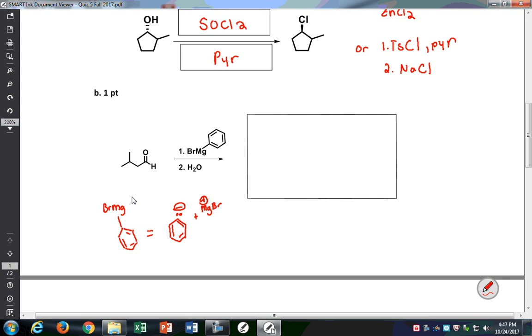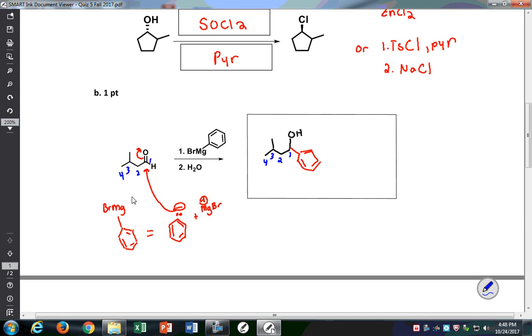That's a common mistake. So we're going to get attack, and that's going to push the electrons onto the oxygen. The water protonates it. So what we form is our alcohol. Do protonate this because you do not isolate O negative. And we have our new bond, our carbon-carbon bond between our benzene ring and the carbon 1 of our starting material.